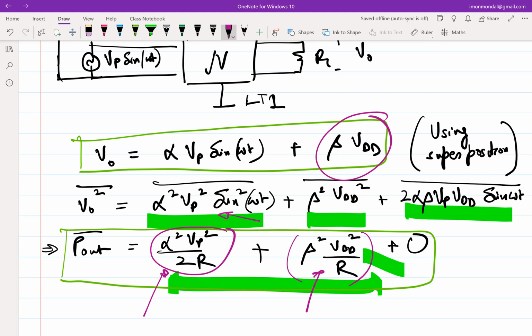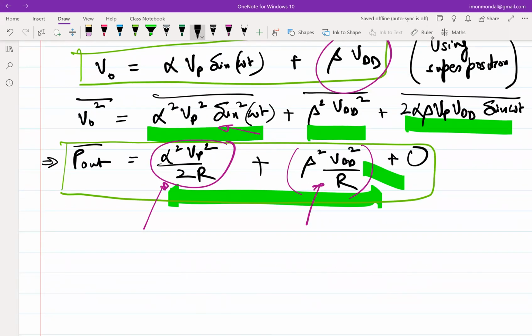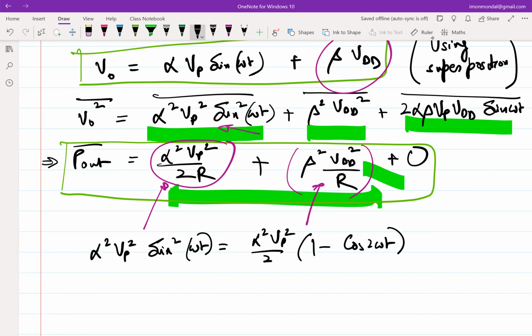right? So, okay, let me expand this. Your alpha squared VP squared sine squared omega t becomes VP squared by 2 times 1 minus cosine of 2 omega t. Now you're doing the average, so the average of the cosine goes off, right? So you end up with alpha squared VP squared by 2. So my point is, this alpha squared VP squared by 2 is the power of which signal? What frequency signal? Omega, right?